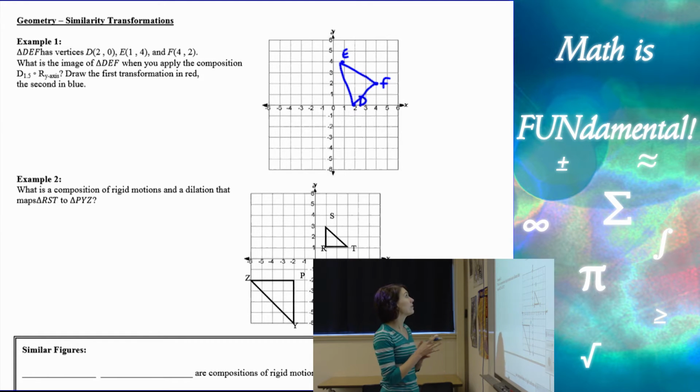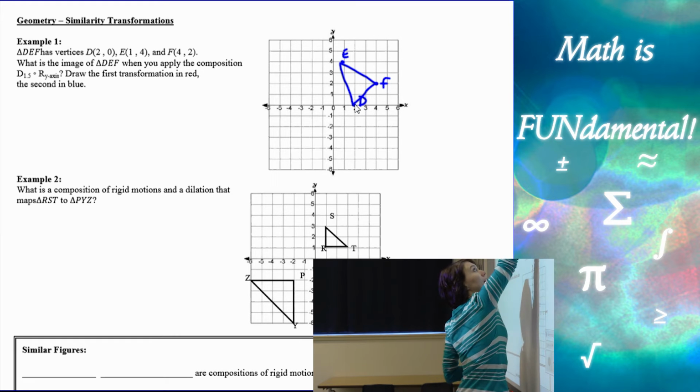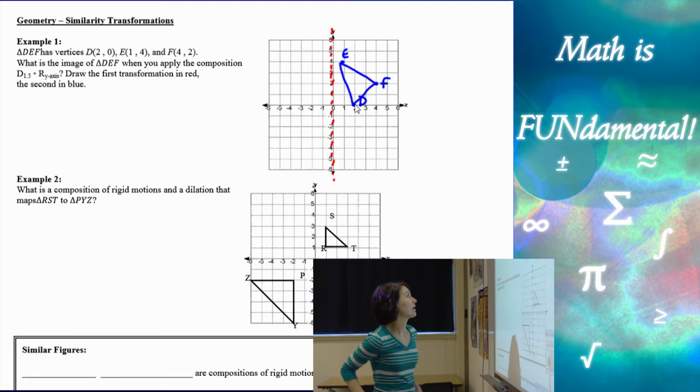Now it says, what is the image of triangle DEF when you apply the composition D 1.5 composed with R y-axis? So remember, back a couple of videos we did compositions of isometries. We always want to do the second transformation first. So R y-axis is reflection over the y-axis. That's going to be our first step here, we want to reflect this over the y-axis. It says draw the first one in red, the second one in blue.